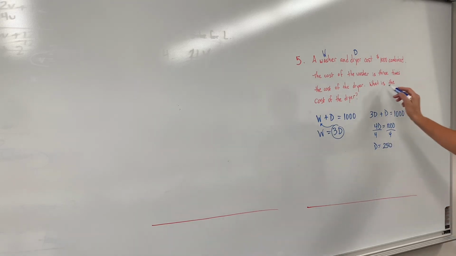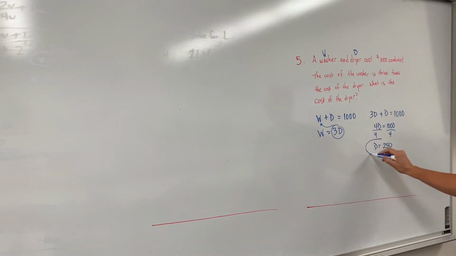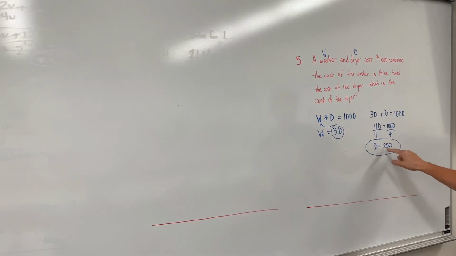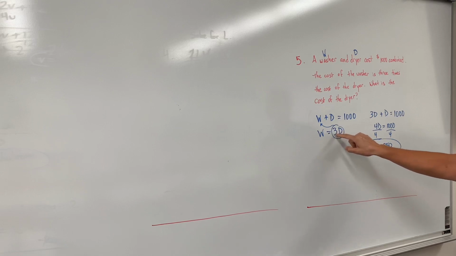What did they want? What is the cost of the dryer? I found the cost of the dryer. The reason I know that's the dryer is because it's D. If they had asked for the cost of the washer, and I had gotten to this point, I could have taken the 250 times it by 3 to get the cost of the washer.